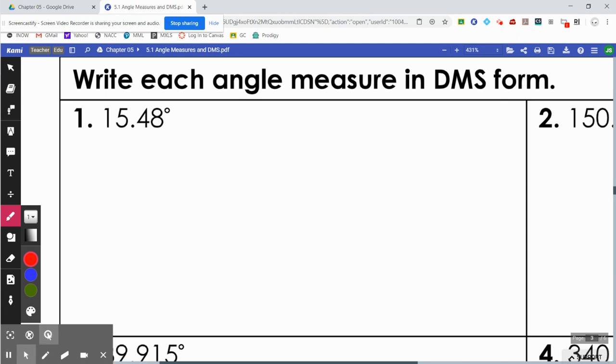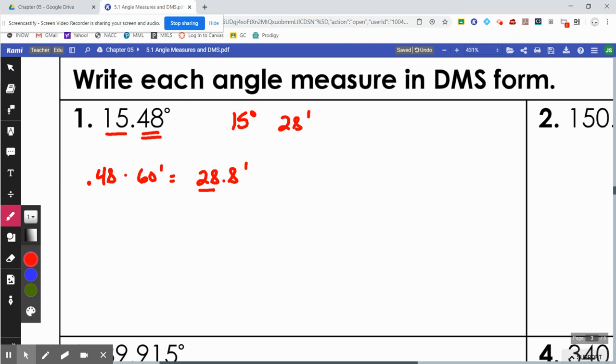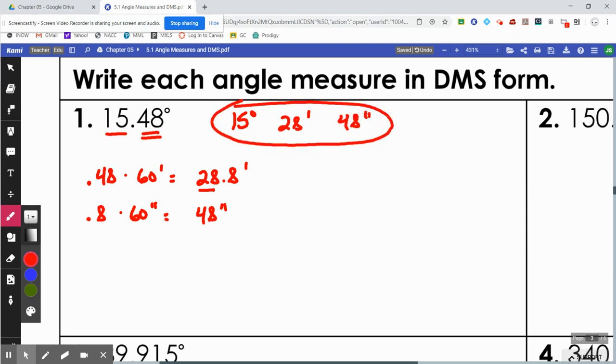Okay, the first thing you do, take your full degree measure. So we have 15 full degrees. Take your remnant, 0.48. That's 0.48 of a full degree, which is 60 minutes. We multiply, we get 28.8 minutes. So again, take the full part, which is the 28 minutes, and then take the remnant or the leftover, and now let's find out how many seconds. So we have 0.8 of 60 seconds. Multiply that, you get 48. So therefore, we have 48 seconds. So 15 degrees, 28 minutes, and 48 seconds.